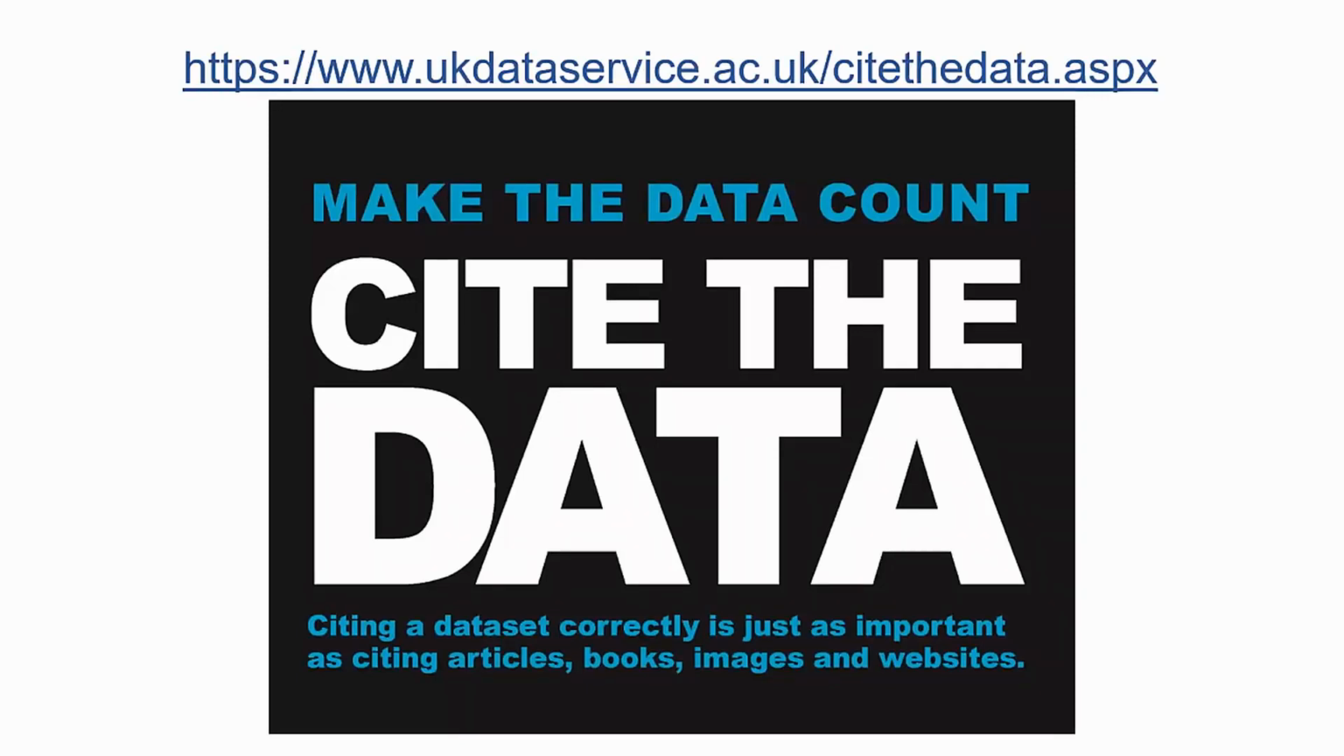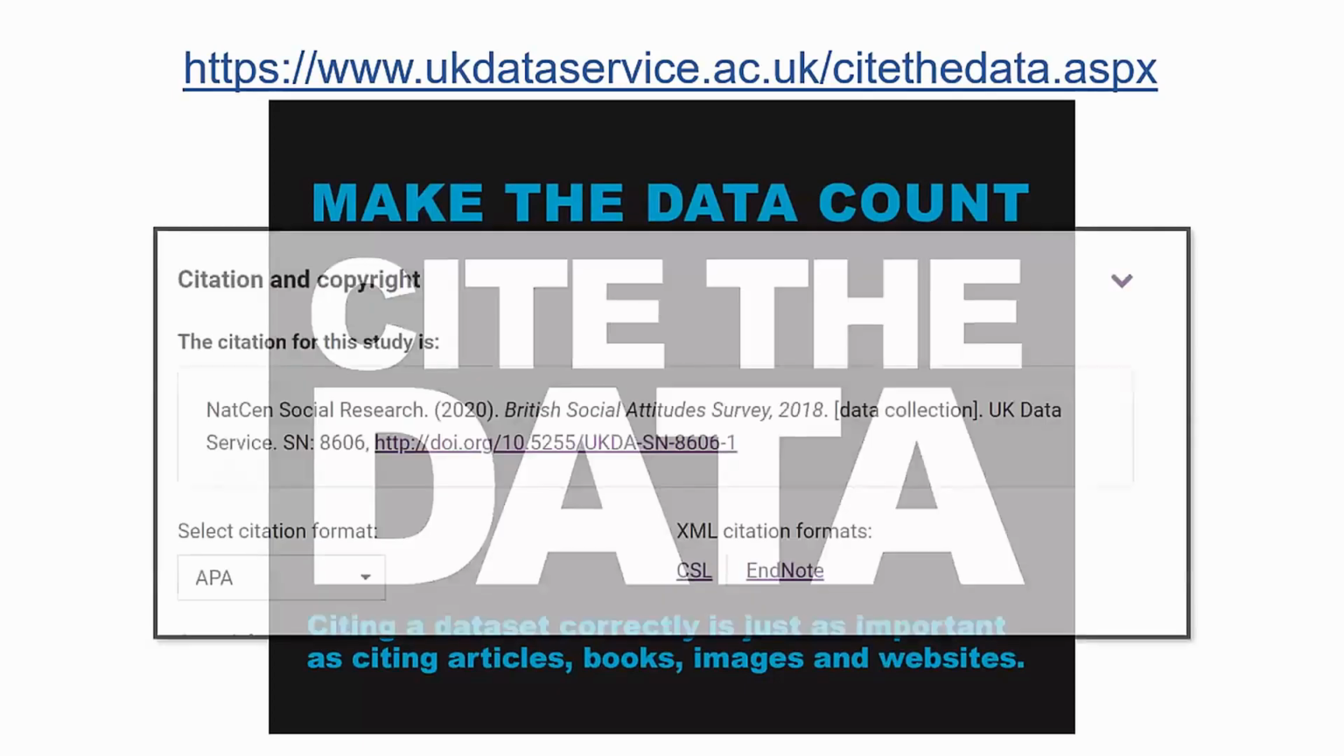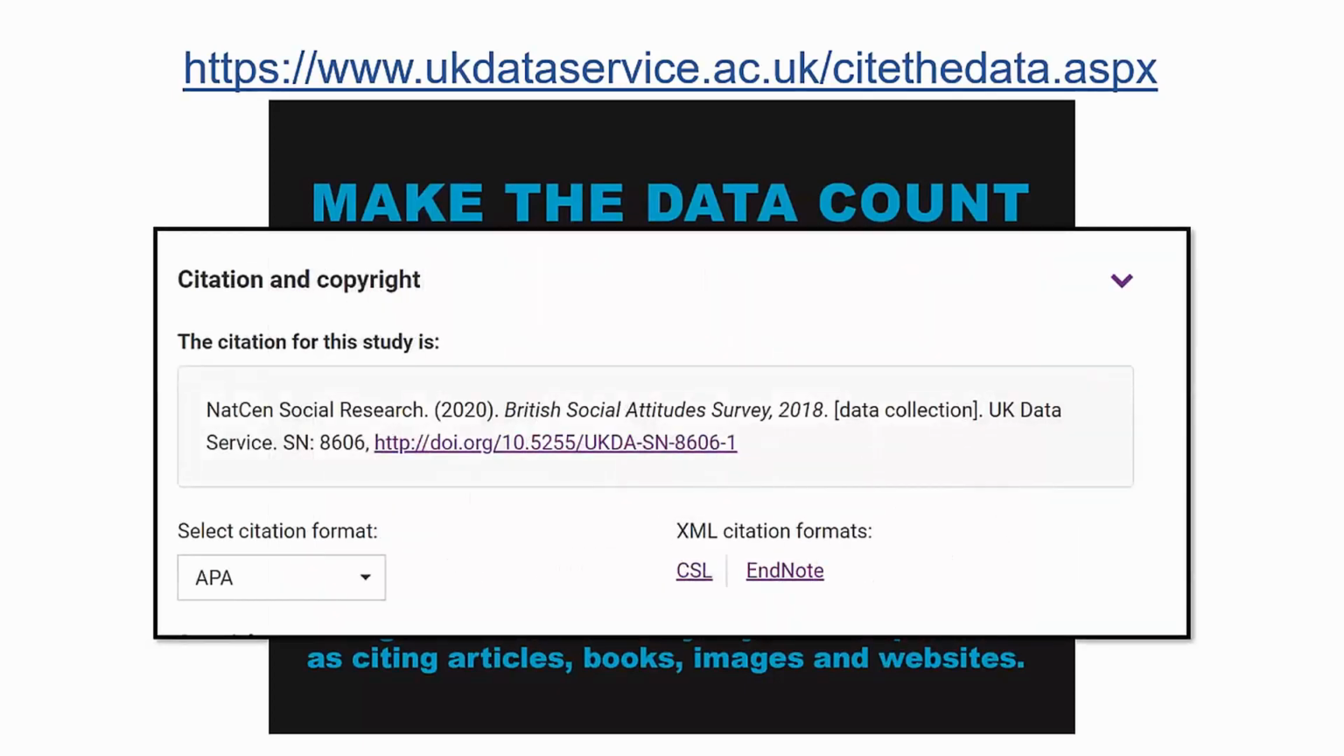With the UK Data Service, we make this easy again by supplying you with the citation that you need on our catalog pages. This citation you'll see underneath the box citation and copyright on our catalog page, and then you just need to select what kind of citation format you want, and you can just copy and paste that citation into your reference list.